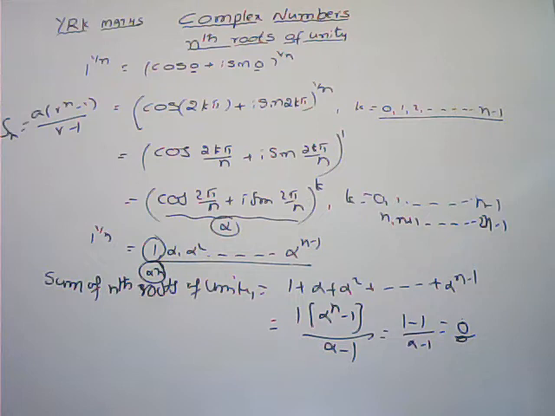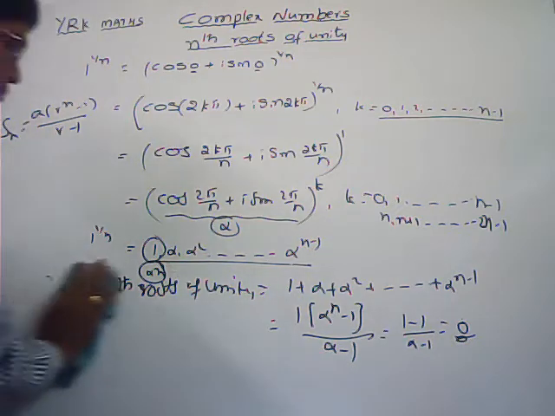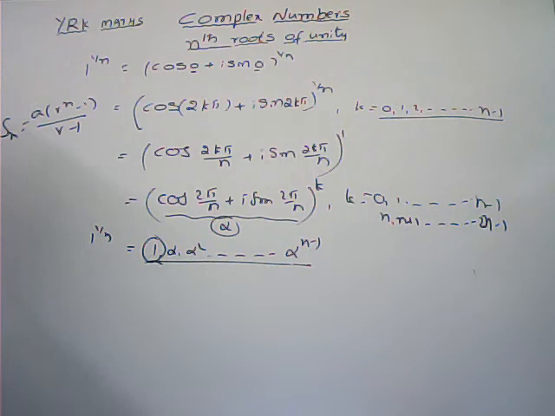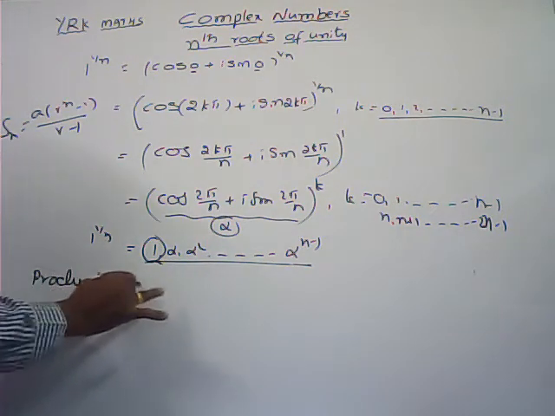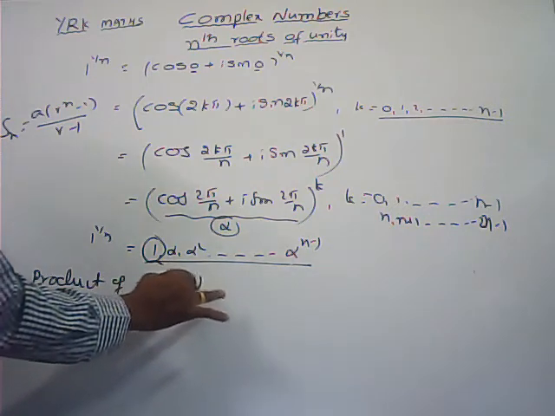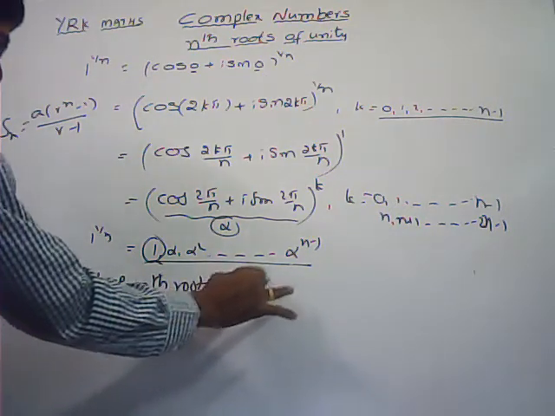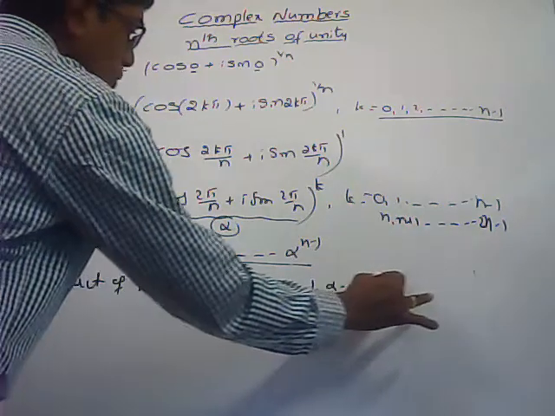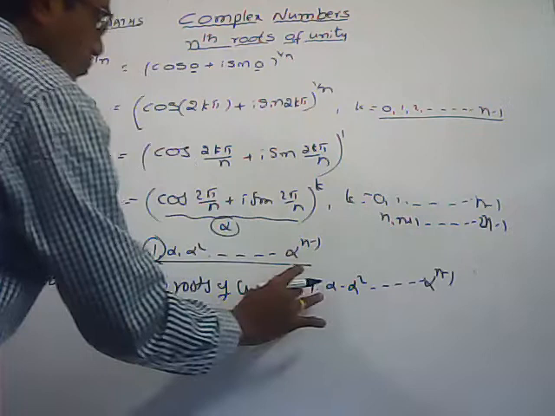So, the sum of the nth roots of unity, either the sum of the cube roots of unity or fourth roots of unity or fifth roots of unity, nth roots of unity, we can always get 0. Next, in the same way, what is the product of the nth roots of unity? Product of nth roots of unity is equal to 1 into alpha square into so on alpha power n minus 1, multiplying all these.